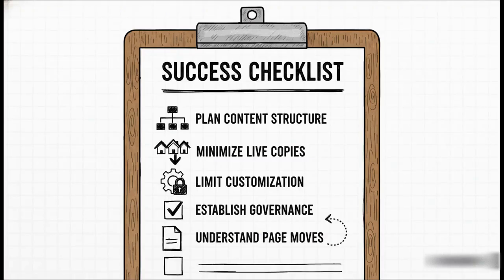Okay, if you remember one thing from this section, make it this. Plan. Ahead. Seriously, map out your entire content structure and your workflows before you even think about building. Some other quick hits. Try to keep the number of live copies manageable. That's good for performance. Don't go crazy with customizations. The more standard you stay, the more reliable things will be. And this one is huge. Set up a clear governance model. Everyone needs to know who's allowed to do what and where. It will save you from a world of headaches. Oh, and know the little technical details, like how moving a page works. It's not magic, it needs configuration, so be aware of it.